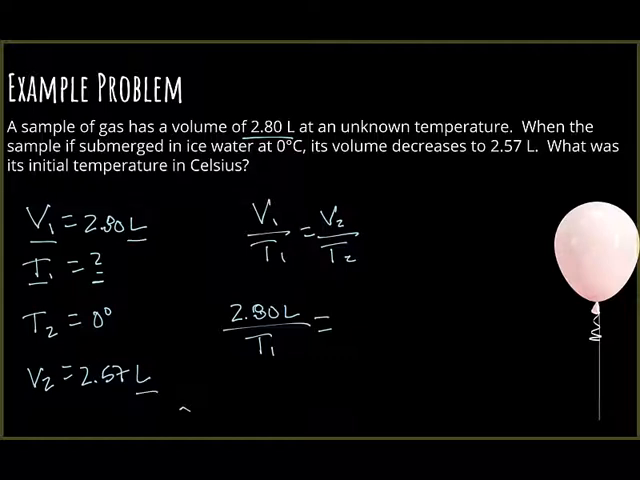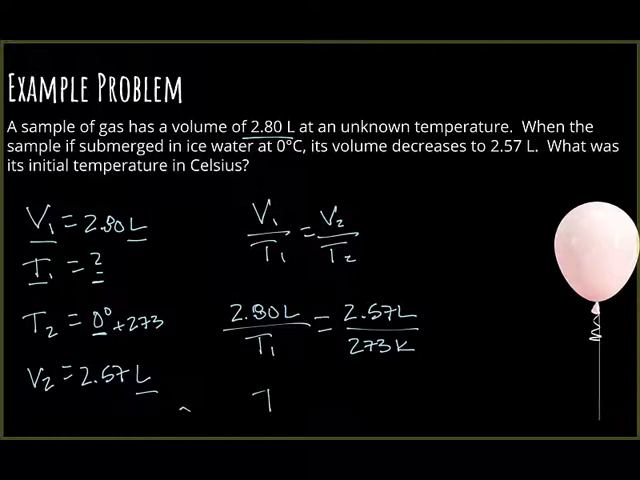Your initial and your final have to be the same unit. So this one is still liters, 2.57 liters over T2. And like we said, temperature has to be in Kelvin. So we're going to take this 0 degrees Celsius and add 273. That gives me 273 as my Kelvin temperature.